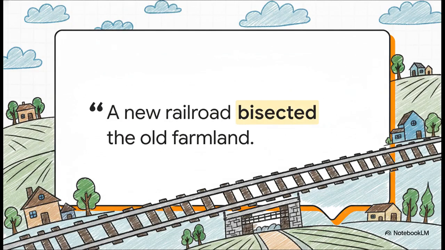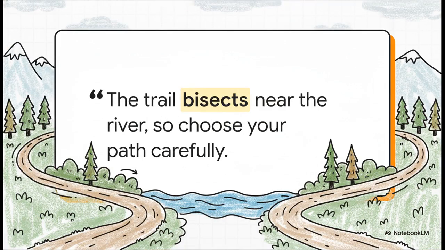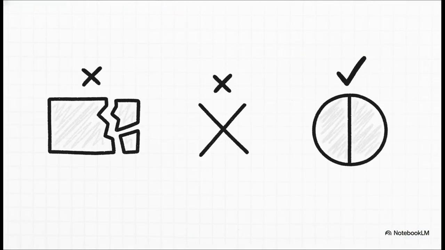But it's not just for math. Imagine a brand new railroad coming in and completely bisecting a farm. It also works perfectly when a hiking trail forks into two completely equal paths right in front of you. Now don't confuse it with divide or intersect. Only bisect actually guarantees that exact 50-50 split.